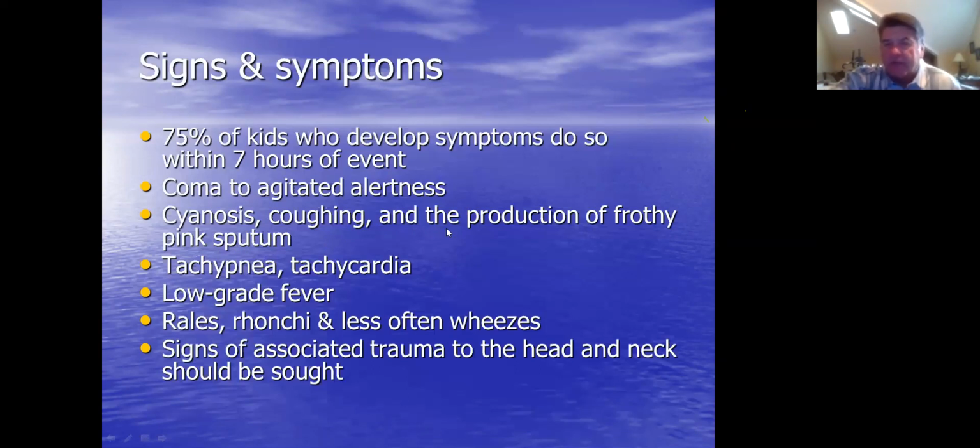If you see pink sputum in a survivor of a drowning or near drowning, this is the type of thing they're going to show. They're going to be like a congestive heart failure victim. They're going to have fast breathing and fast heart rate, tachypnea and tachycardia. They may already be developing a low-grade fever as their body's trying to respond to the insult of the injury. And there are also signs associated with trauma to the head and neck. You should be very, very careful, and we'll talk about those in a few minutes.